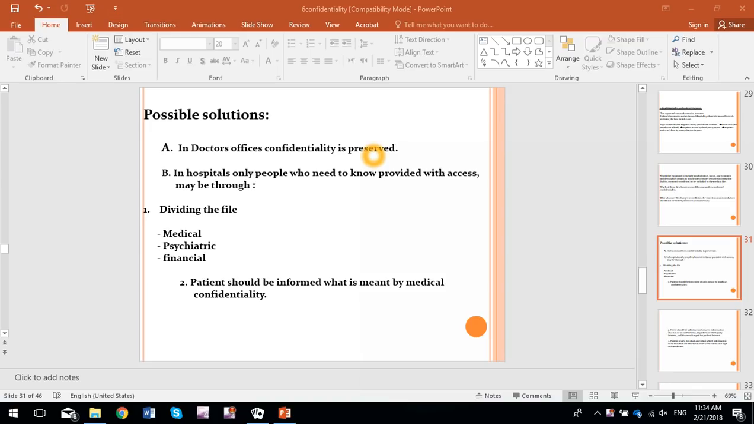The second is that the patient should be informed what is meant by medical confidentiality. Now, if the patient has a misperception about what confidentiality means, we need to make him understand or inform him about what is meant by confidentiality. We cannot keep this information secret, because for your sake, this piece of information we need to provide to a third party so as to cover the cost of care for you. So we need to orient the patient about what medical confidentiality means.